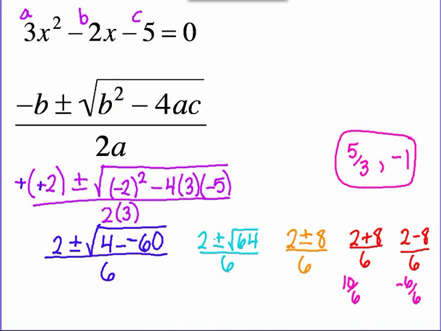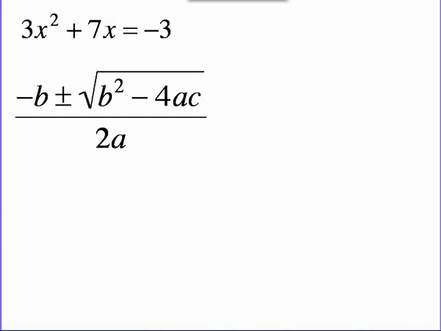So let's go ahead and look at the next problem. Okay, 3x squared plus 7x equals negative 3. What do you notice about this problem versus every other one? Yeah, you need to get rid of that 3 and move it over because it's not in standard form. So what ends up happening is I get 3x squared plus 7x plus 3 equals 0. I want you to go ahead and work on this one, and we'll see how you're doing.